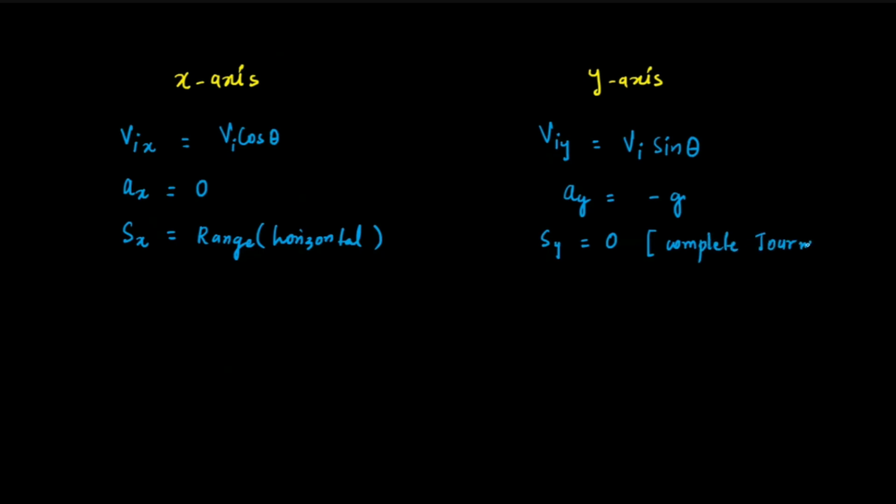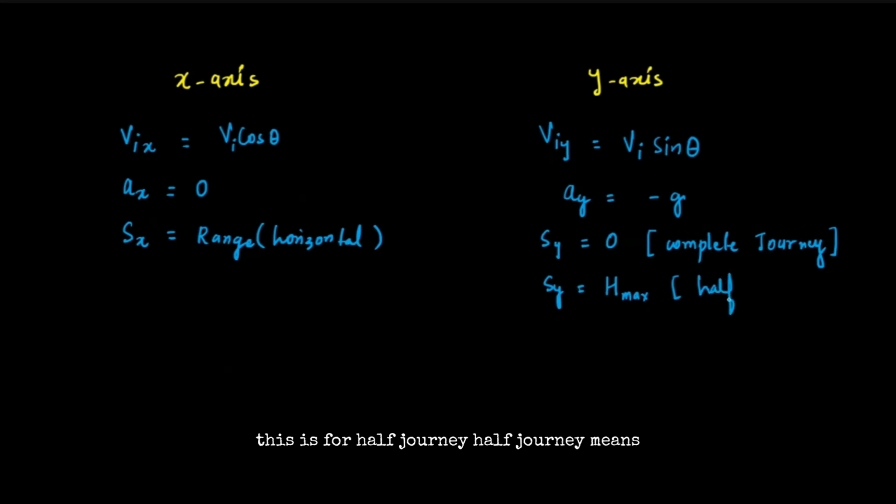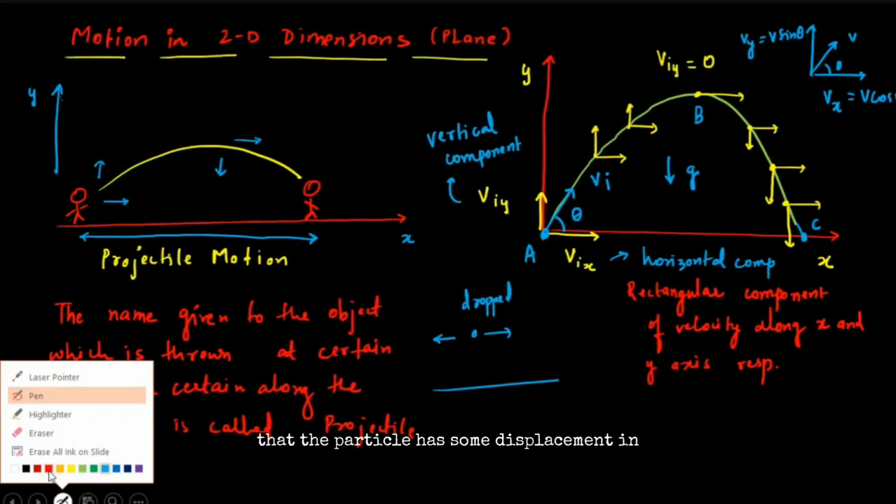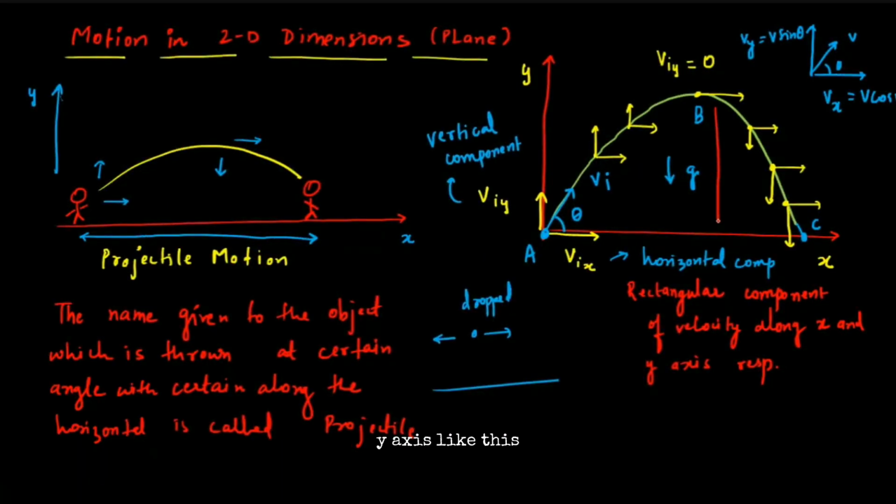Whereas for the half journey, it is going to be the maximum height, which we also call h max. Half journey means from A to B only, because from A to B the particle does some displacement in the y-axis like this. This is the displacement in the y-axis which we call h max. This was the displacement in the x-axis which we call range.